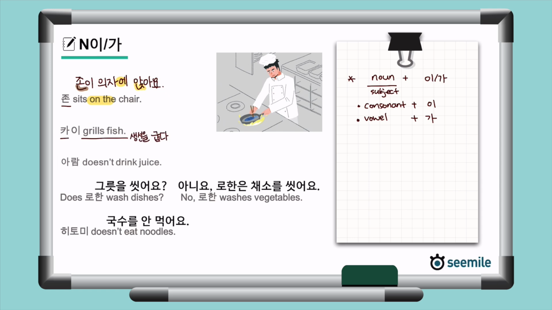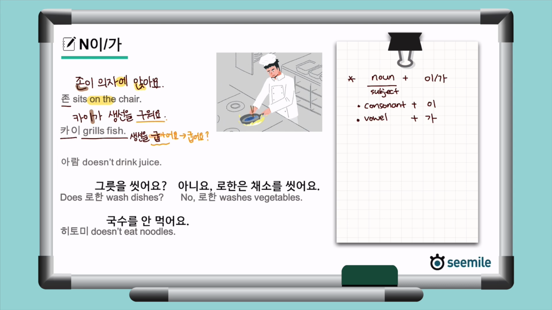Kai is the subject, and since his name Kai ends in a vowel, 가 is attached. 카이가 생선을 구워요. Wait a minute. You might say, according to what you already taught us, to grill in Korean is 굽다 and the vowel of the stem is 우, not either O or 아, so 어요 would have to be attached to it, so shouldn't it be 굽어요, not 구워요?